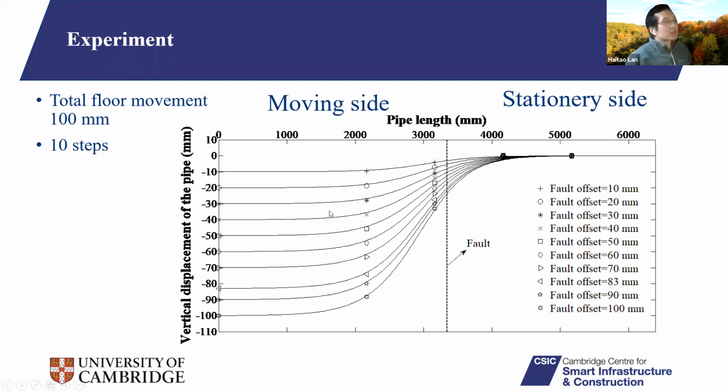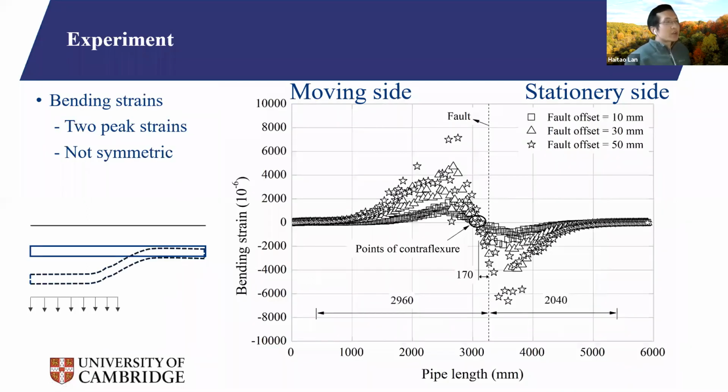And in this test, we move the ground floor downward to 100 millimeters in 10 steps. So each step, we move the floor 10 millimeters. So in each 10 millimeters, we stop and use the system to measure those strain from the optical fibers. So here are 3 examples. So it's a 10, 30, 50 millimeters of the bending strengths calculated using the data of the optical fiber sensors.